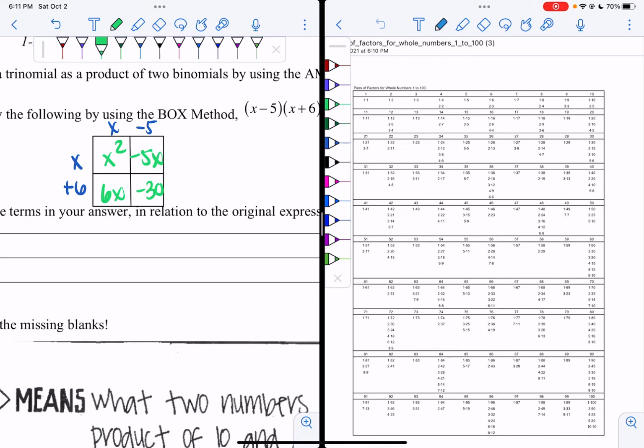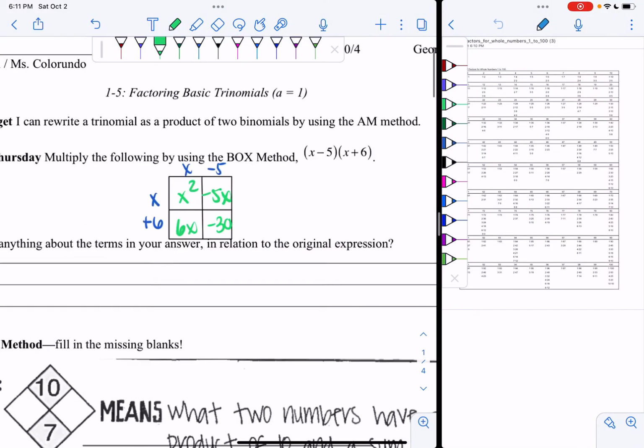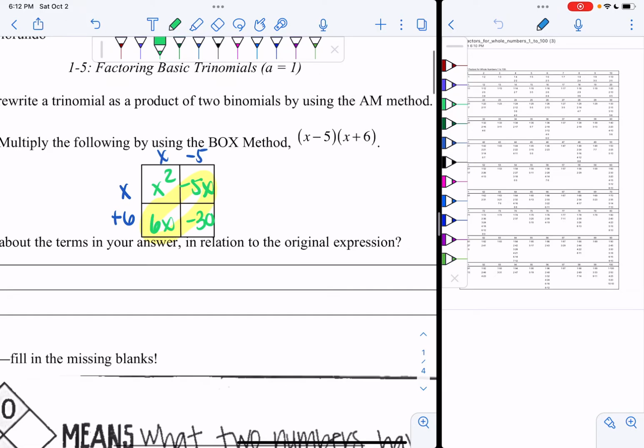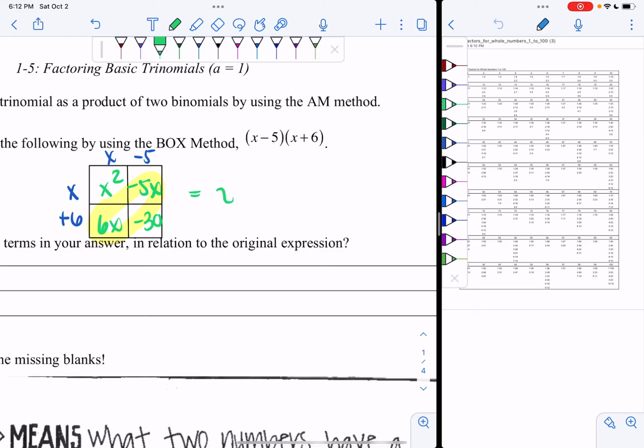The nice thing about the box method is that your diagonals are like terms. So if I look, my 6x and minus 5x are like terms, and I can just go ahead and combine them. When I combine my like terms on the inside of my box, I get x squared. Well, 6x plus negative 5x is positive 1x. I have plus 1x, and then I have my minus 30.